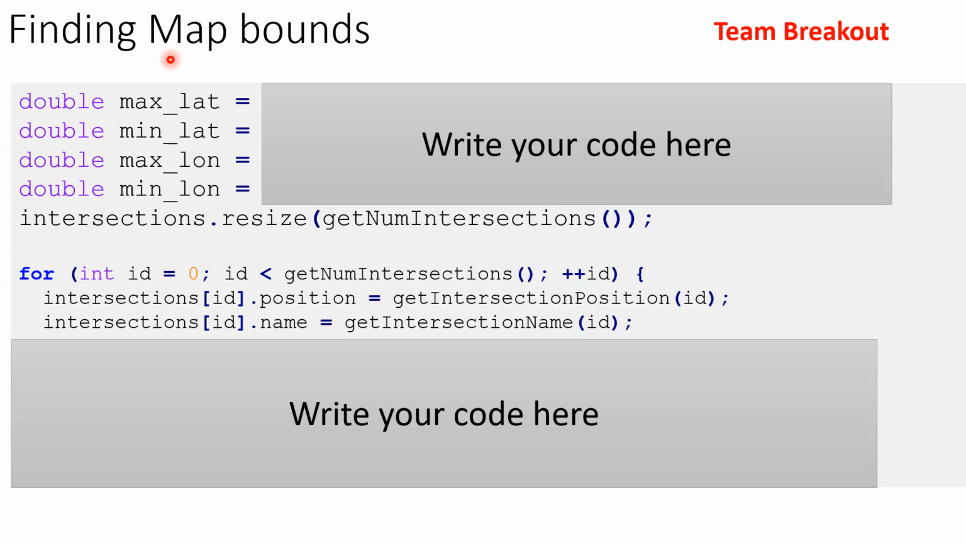Yes. We go through all of the intersections. So first, we want to initialize these values, the maximum and minimum latitude and longitude in the city. So what is the best thing to initialize those two? Not really. There can be negative ones.